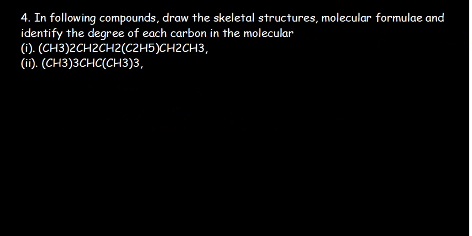In the following compounds, draw the skeletal structures, molecular formula, and identify the degree of each carbon in the molecule. So what are we supposed to do there? Okay, so I'll start with the skeletal structures. What is important about skeletal structures is that you just need to show the skeleton, right? So if I draw something like this, at every endpoint there is a carbon atom. In between there's also a carbon atom. When I draw just a line, it implies there's a carbon atom there, and we don't show the hydrogen atoms. If you're not sure on how to go about that, make sure you check out our story on that.